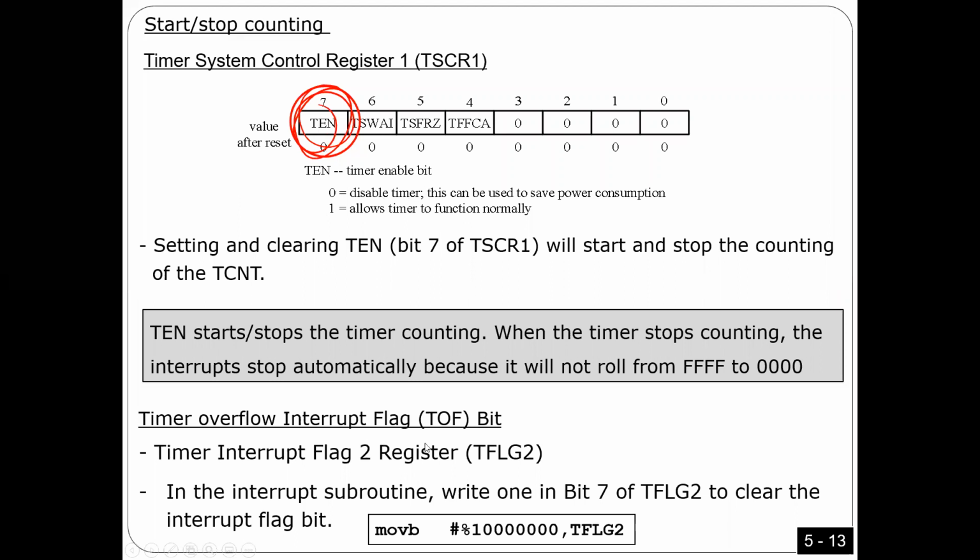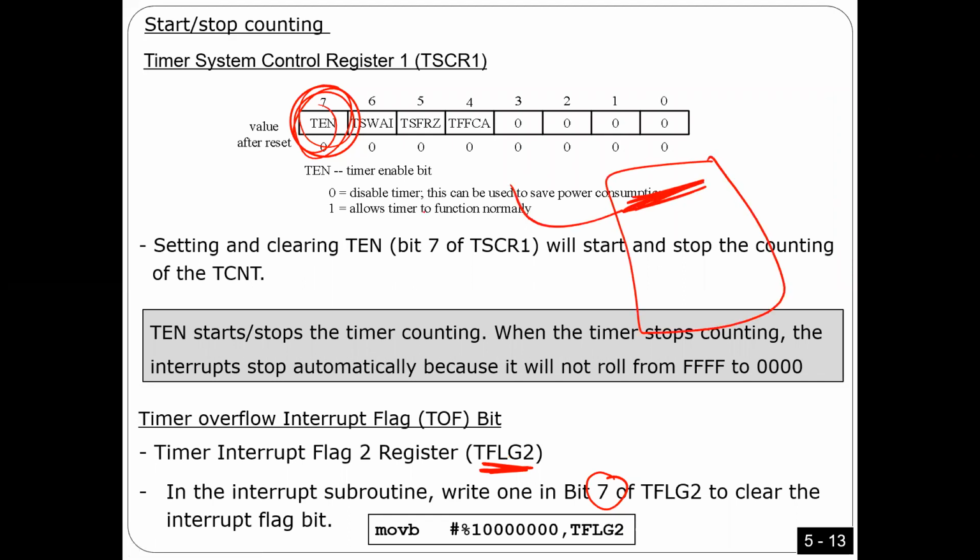The second bit, the interrupt flag bit, right? You also have to tell me where the interrupt flag bit is. The interrupt flag bit is this. It is bit number 7 in this register, TFLG2, bit number 7. And again, as I explained before, in the interrupt subroutine, you have to clear this bit, as I explained before.